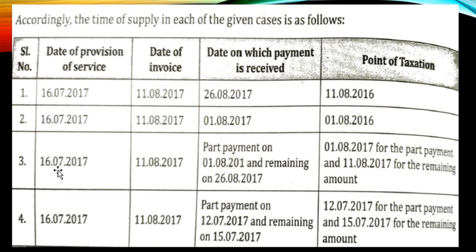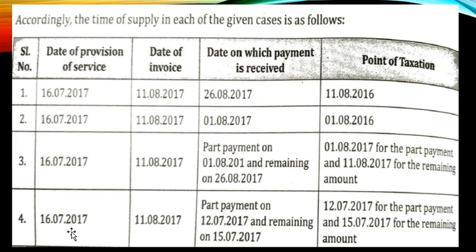Now the third one, 16 July 2017 is the provision of services. 11th August is the date of invoice. Part payment on 1st August 2017, and the remaining on 26th August 2017. So for the first payment, the supply date will be 1st August 2017, and for the second payment it will be the date of invoice, whichever is the earlier event will be considered as the time of supply. So 11th August 2017 for the remaining amount.